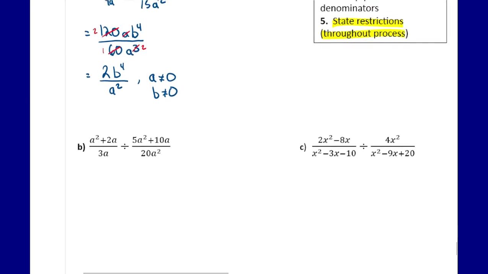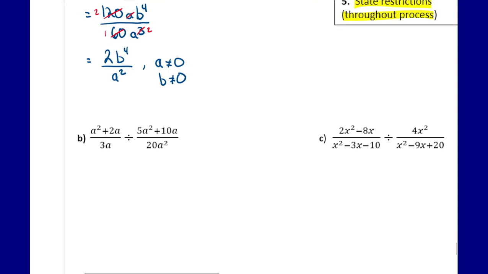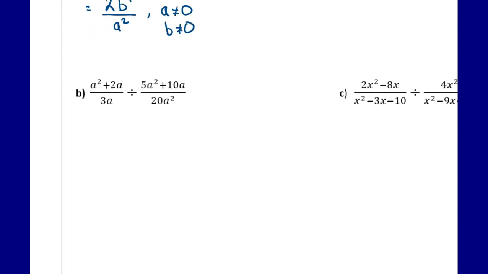For part b, it's a little bit more complex because now we have components that we can factor. But before we do that, again, check your denominators. I do have two variables. So right now my restrictions are that a cannot equal 0. Good, done. I'm going to flip. So I have a squared plus 2a divided by 3a, now multiplied by 20a squared divided by 5a squared plus 10a. I can factor the bottom of this one fraction.